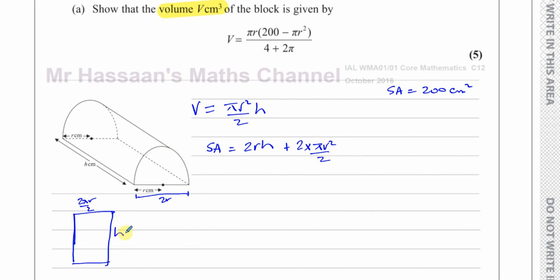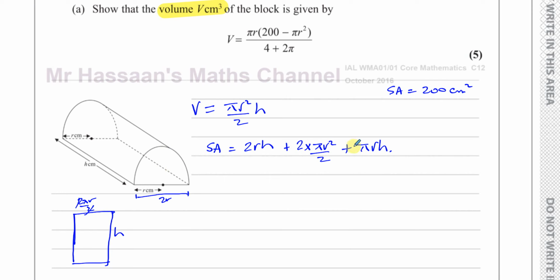So we can say that the area of this curved part here is going to be 2 pi r h over 2. So they cancel out, so it's pi r h. So plus pi times r times h. Okay, so that's going to be the surface area. You've got the base, you've got the front and the back, and you've got the curved part.